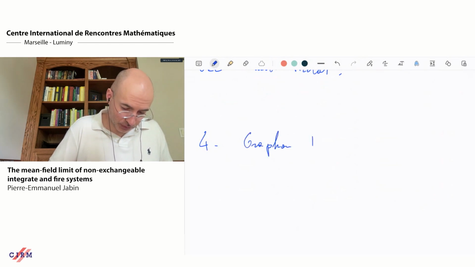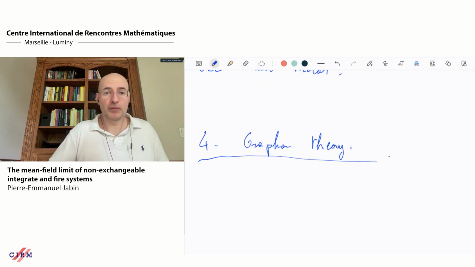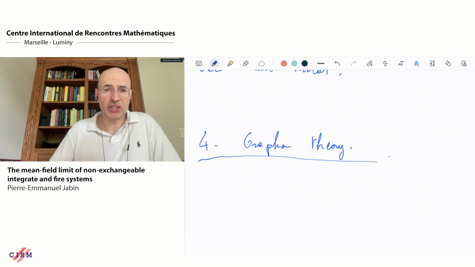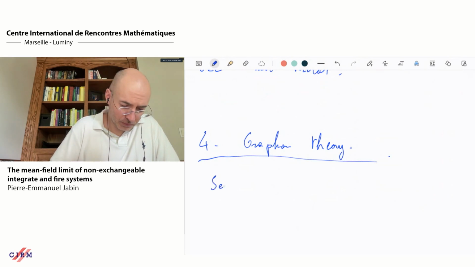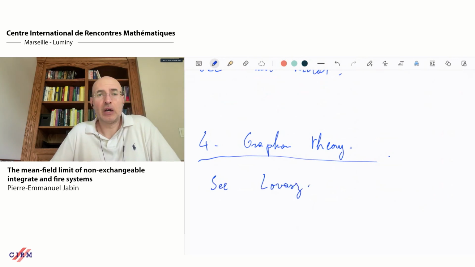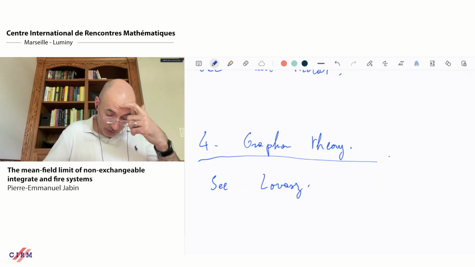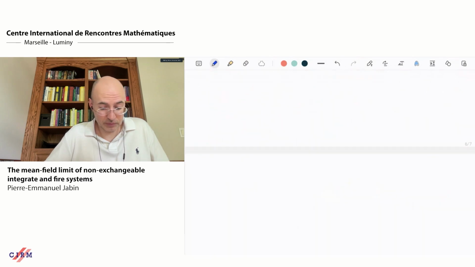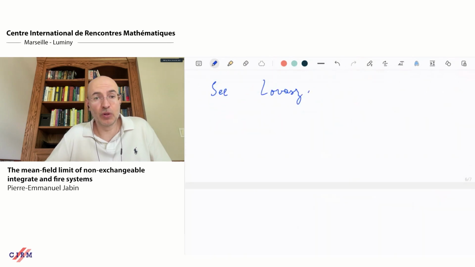I want to discuss graphon theory. Okay. So graphon theory is something very, very famous that was introduced by Lovász about 20 years ago. And he has a very nice book that I highly recommend. And it's something that tries to derive the limits, the large-scale limits of graphs. And so it's a very natural way of trying to solve our problem, right?